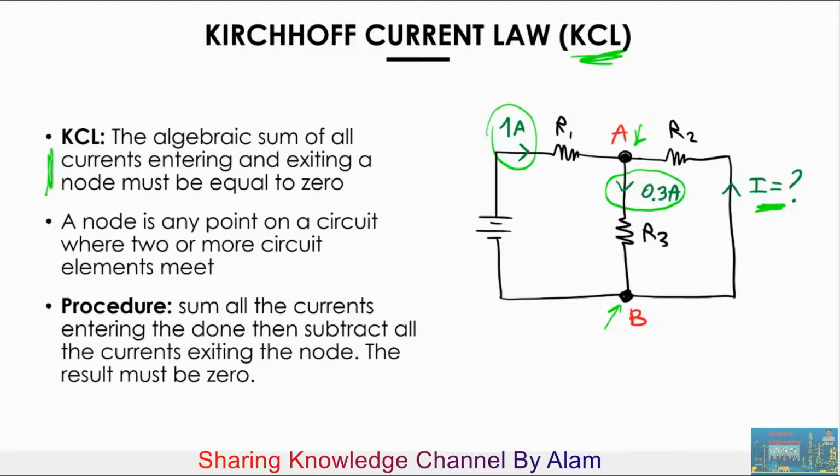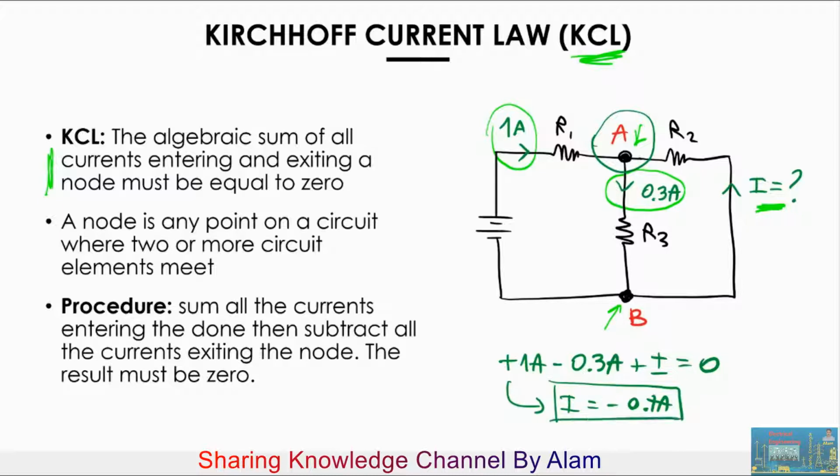Now, to calculate the missing current I, you just apply this simple rule. You take a certain node, you could take A or B. In this example, they are exactly the same. Let's take A. If you look at A, this 1 amp current is entering A, so we can write plus 1 amp. The 0.3 amp current is leaving the node, so we write minus 0.3 amp. And the current I that we're trying to find is entering the node, so it's plus I, all equal to 0. It's very simple to solve this equation. I is equal to minus 0.7 amp.